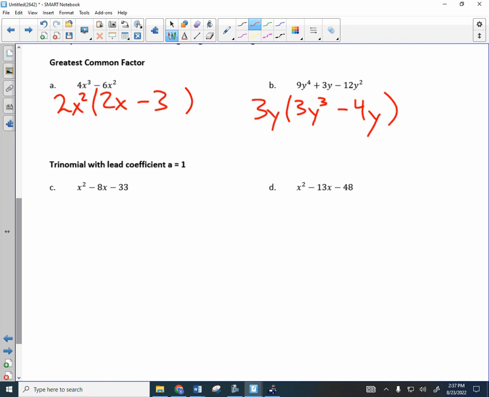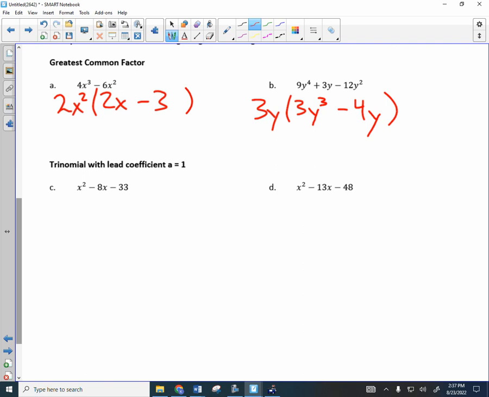Yes? Does the 3y just disappear? Very good. So this is not correct, yet people will write this on the test.